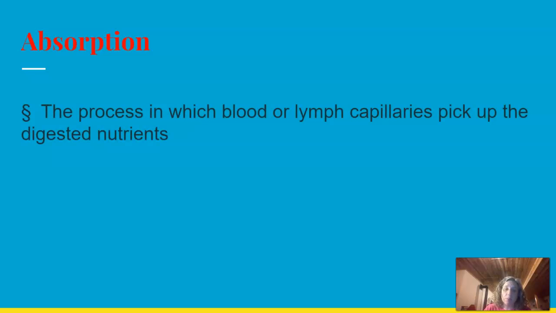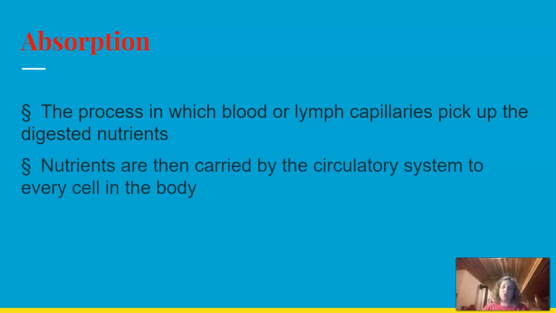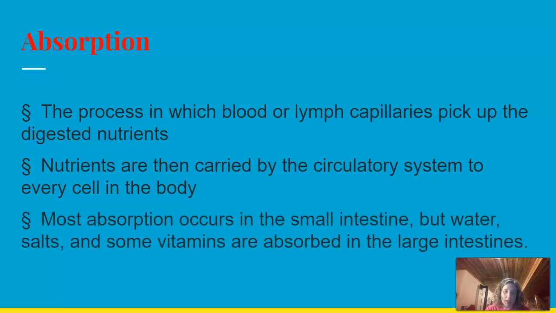Absorption is a process in which the blood and lymph capillaries pick up the digested nutrients. The nutrients are then carried by the circulatory system to every cell in the body so that we can use the nutrients. Most of the absorption does occur in the small intestine, but water, salts, and some vitamins are absorbed in the large intestine. So we have the small intestines and the large intestine. Which one is longer? Actually, the small intestines are about 20 feet and the large intestines are about 5 feet.